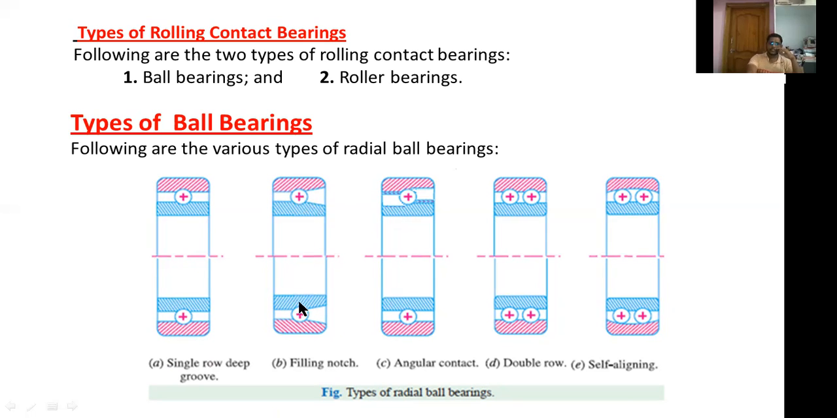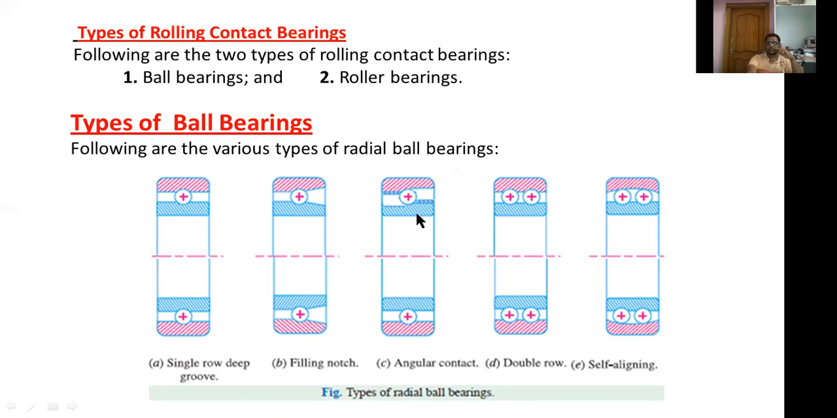Now this one is a filling notch ball bearing. Here in the design you can observe that we are providing an extra filling notch, for providing more lubricant or more balls. In a deep groove ball bearing, there is no extra notch, but here we are providing an extra filling notch to provide extra lubrication.